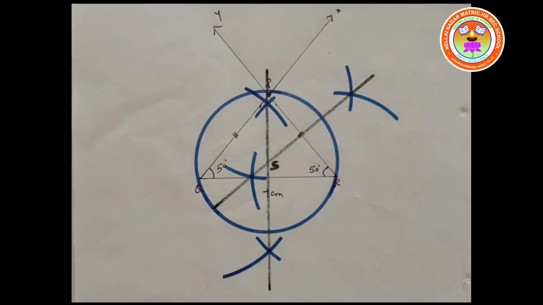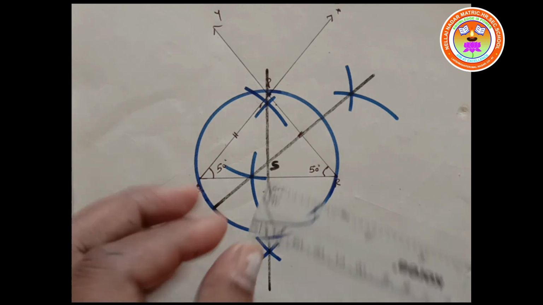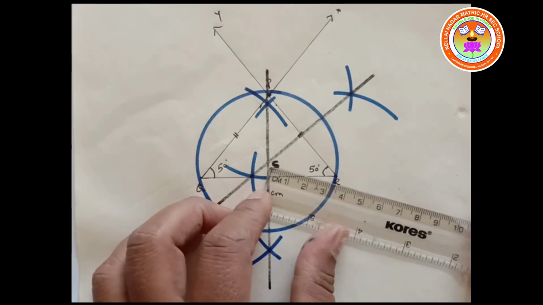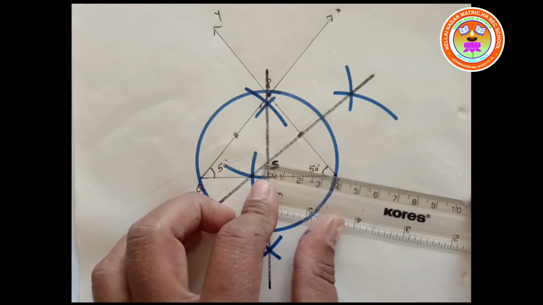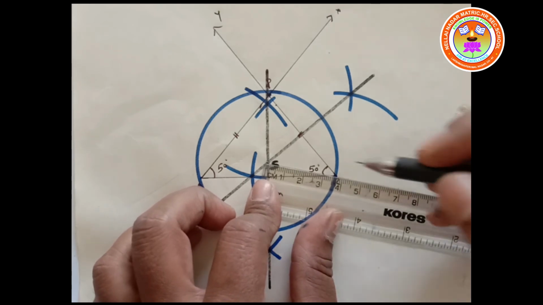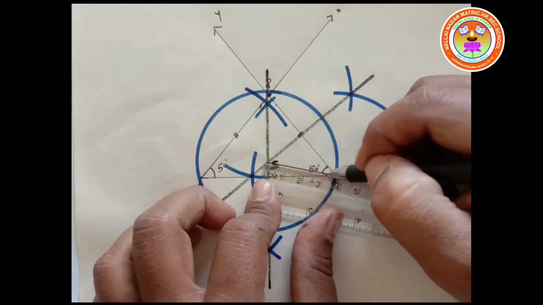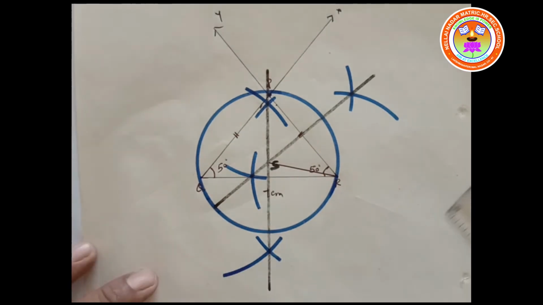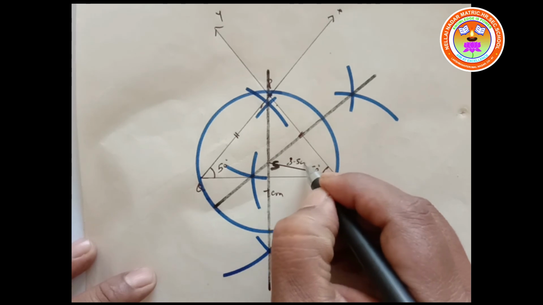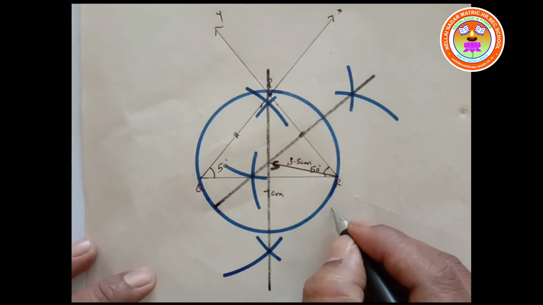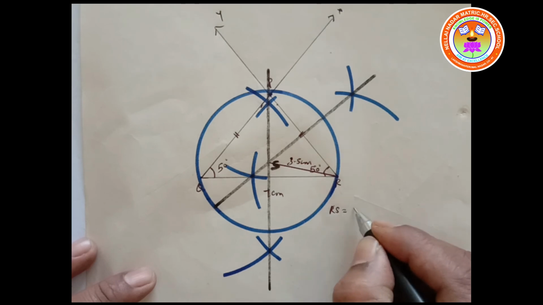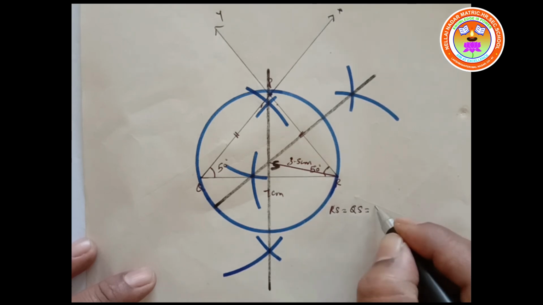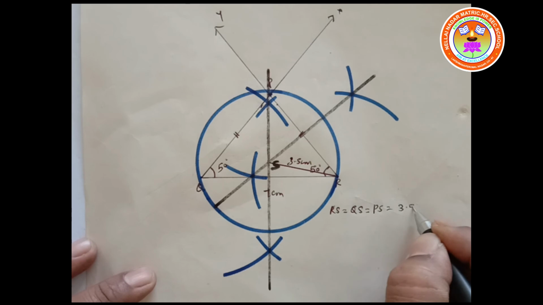Draw a circle. It's clear, children. Now you're going to find the circumradius. SR is equal to... exactly, you get 3.5 centimeter. That is RS equal to QS equal to PS equal to 3.5 centimeter.